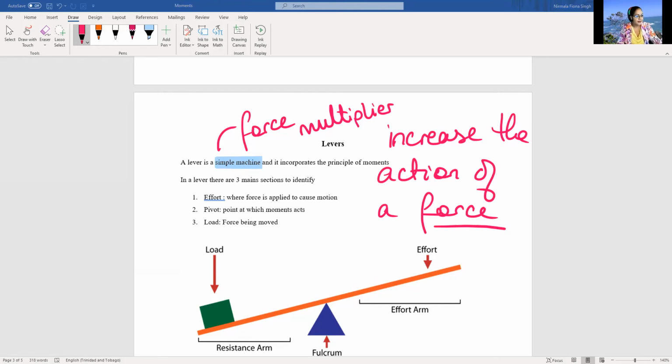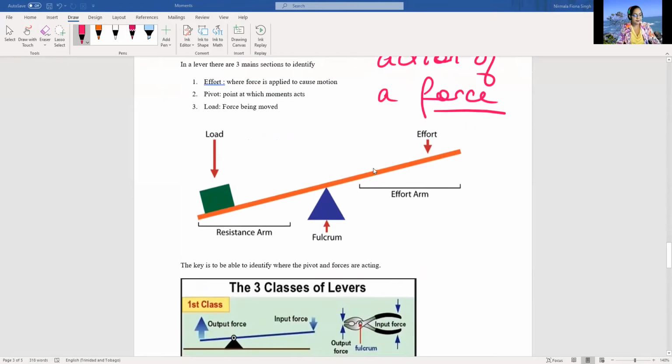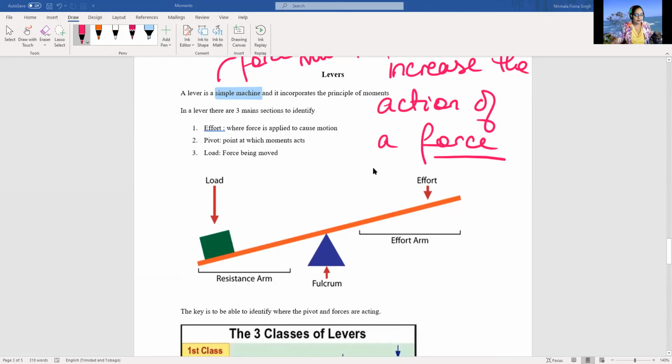So these are three areas of our lever that we have to be able to identify. We have our fulcrum or pivot, like any other moment system. We have the effort. The effort is the part that we push down on or apply force with. And the load is whatever we are lifting, moving, or opening. The key is to be able to identify where the pivot and forces are acting.